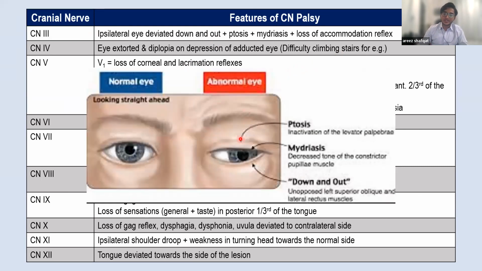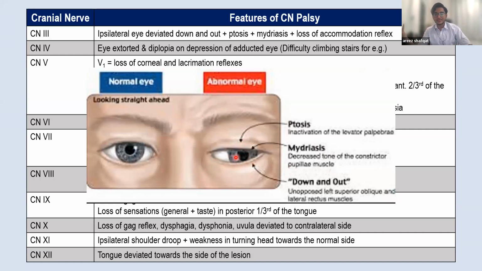So before we go into questions, these are some findings you have to be aware of. This eye is deviated down and out. If you see the eyelid here is drooped, if you see the pupil is dilated, this is the classic finding of an oculomotor nerve palsy. Eye deviated down and out, ptosis and mydriasis. All right.